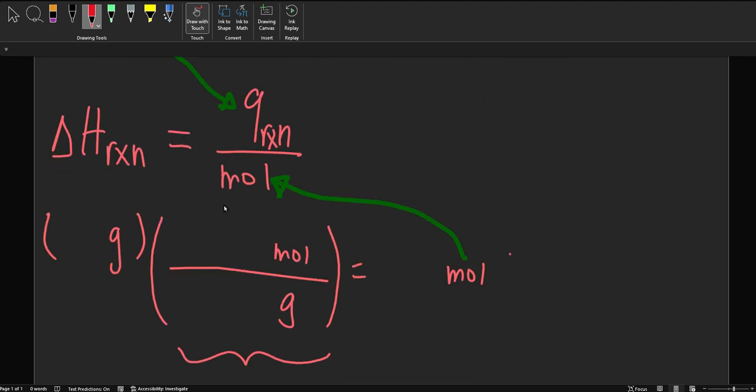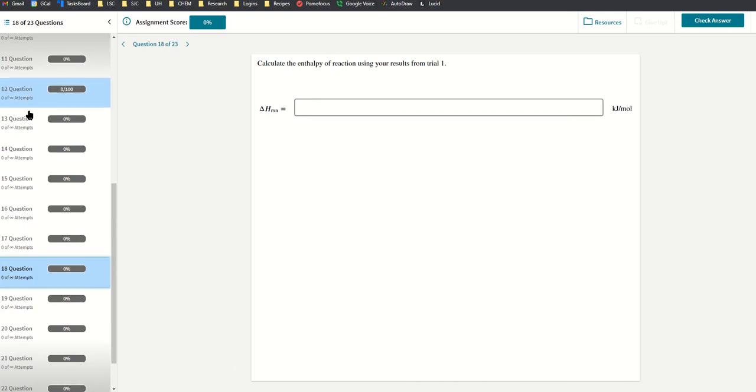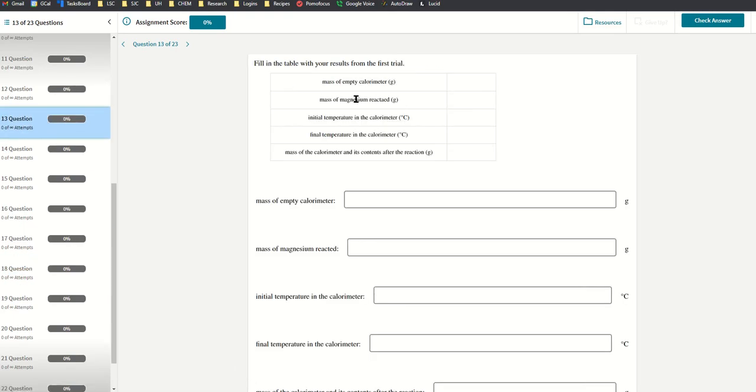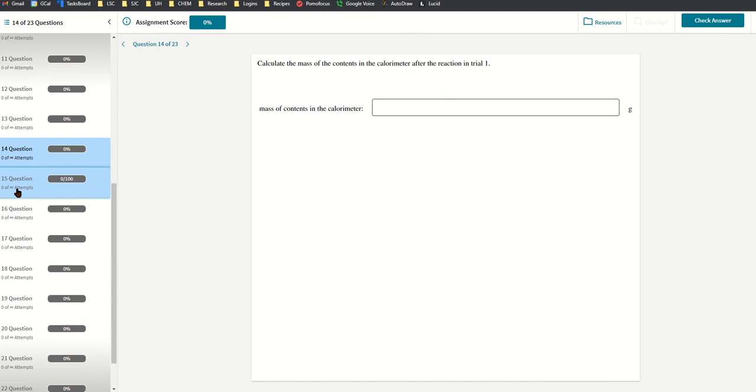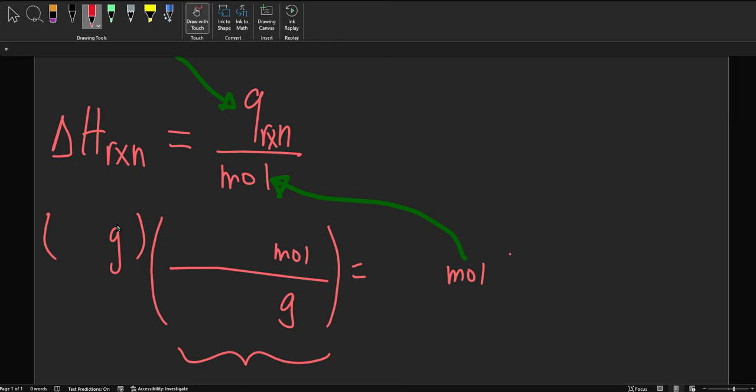Now, which moles are we dividing by? You are dividing by the number of moles of magnesium. So you take your mass of magnesium, and remember that was also in question 13. The mass of magnesium right there, and you ended up calculating it already for question 15. So you have that ready already. I just wanted to show you how to set it up just in case you needed it, but it would be that mass divided by the molar mass, and then one mole up here that gives you moles. So you would take what you already calculated divided by the moles of magnesium, that gives you your delta H.